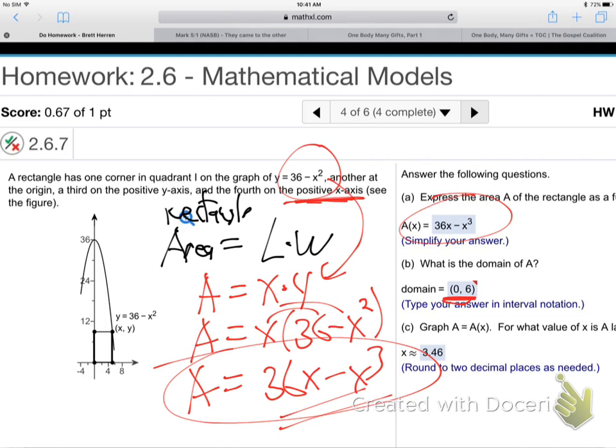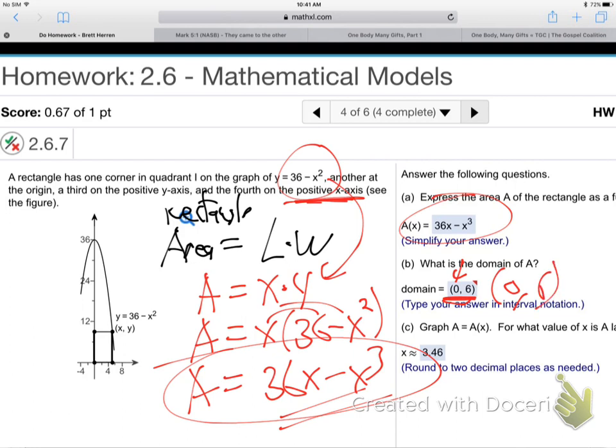So that's why it starts at 0. And you can't be 0 right in the money because you'd have no area at all. If x was 0, there'd be no area at all. So they do parentheses 0 because there would be no box if you had x equal to 0. There'd be no shape at all if x was 0. And then you've got to go up to 6.